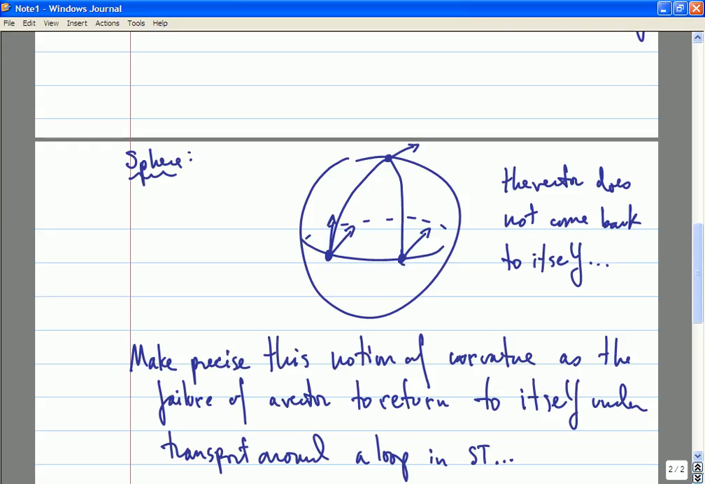Before I go on to introduce this notion of curvature mathematically, let me pause and see if there are any questions. Yes? Would there be instances where you could have a curve such that the vector actually does come back to itself even in curved space? Absolutely.